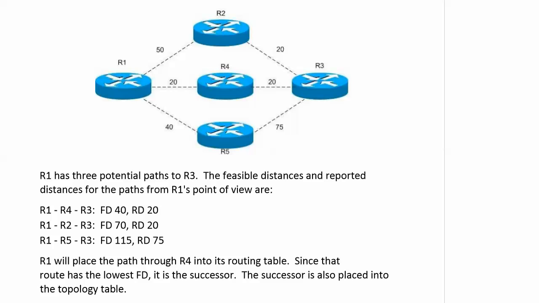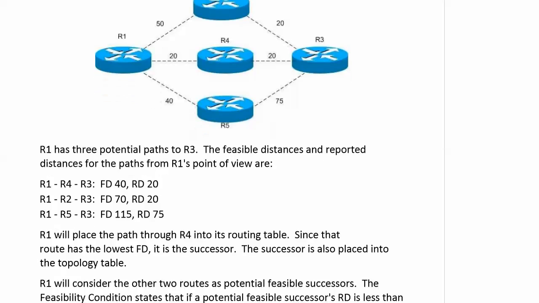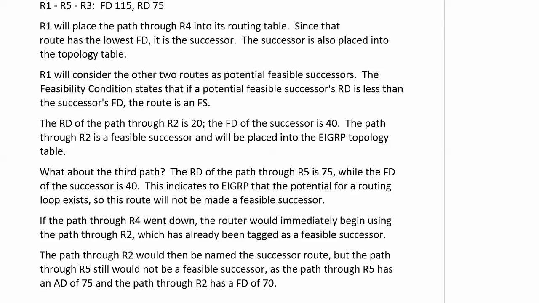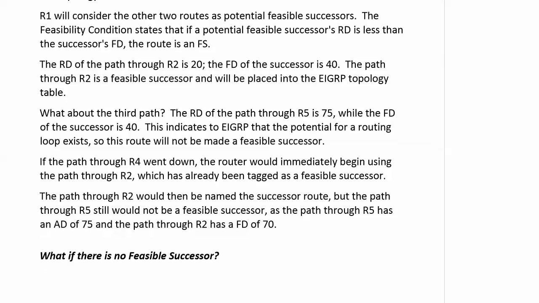So from top to bottom there, the route through R4, that's our successor, the route through R2 is a feasible successor, and the route through R5 is not even going to be found in the topology table. That's all you have to do. It doesn't matter if the drawing gets bigger, and someone gives you 4 links or 5 links between the routers. Just add the numbers up, watch your next hop metrics, and you'll nail the question. No question about it. Now, what happens, though, if you don't have a feasible successor?